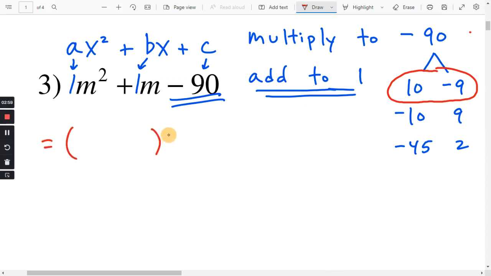So you're going to write two sets of parentheses. And since it begins with m squared, each set of parentheses is going to begin with m. That's because when you do FOIL, m times m gives you m squared. So you begin with m in each set of parentheses, and then just use these two numbers right here, 10 and negative 9. So we have positive 10, and we have negative 9. Final answer.